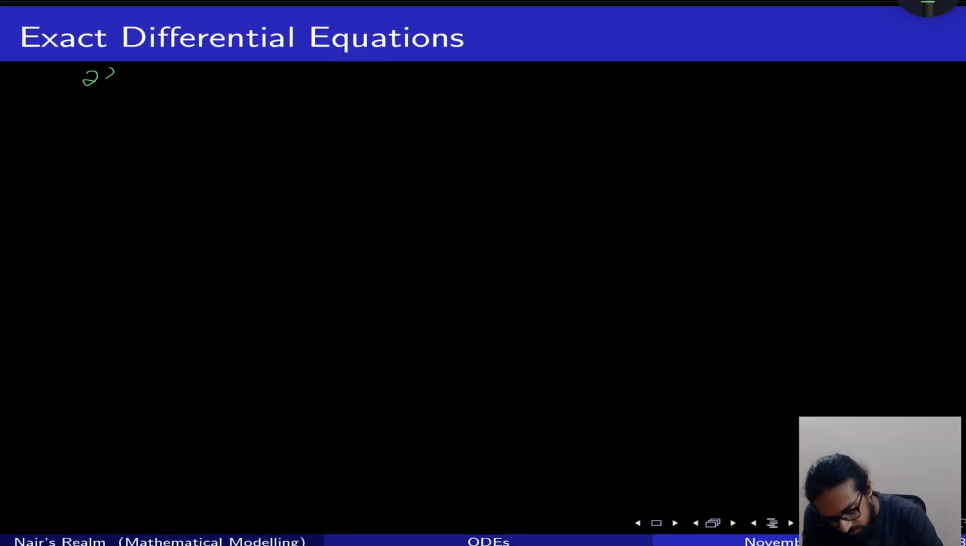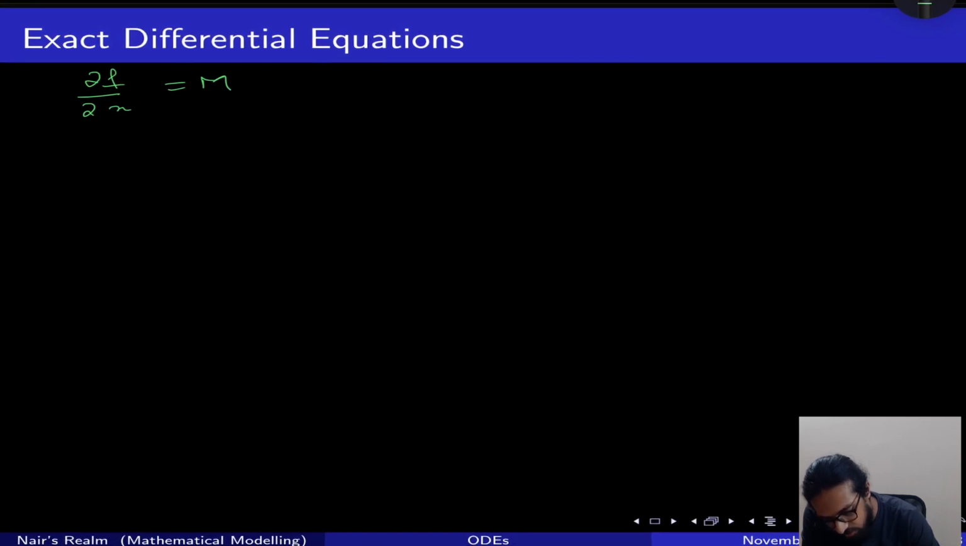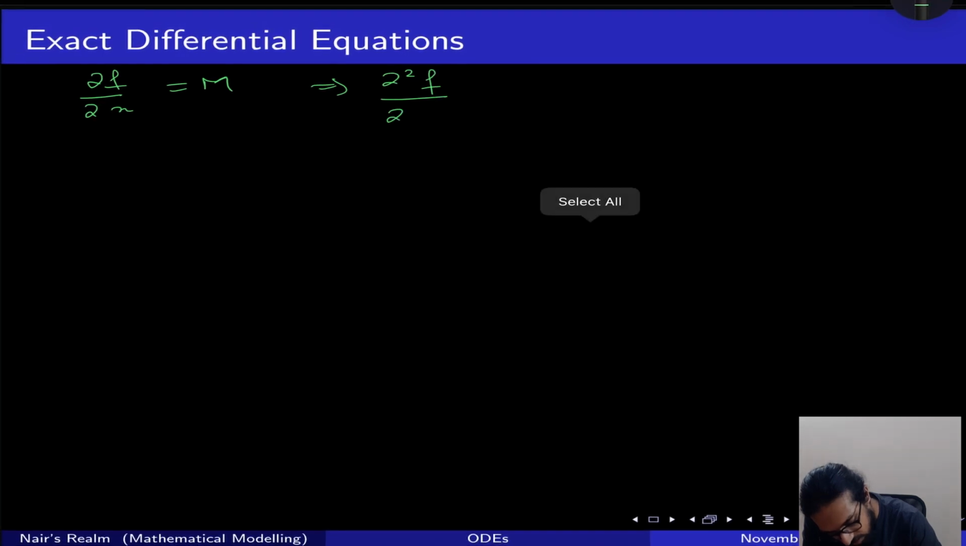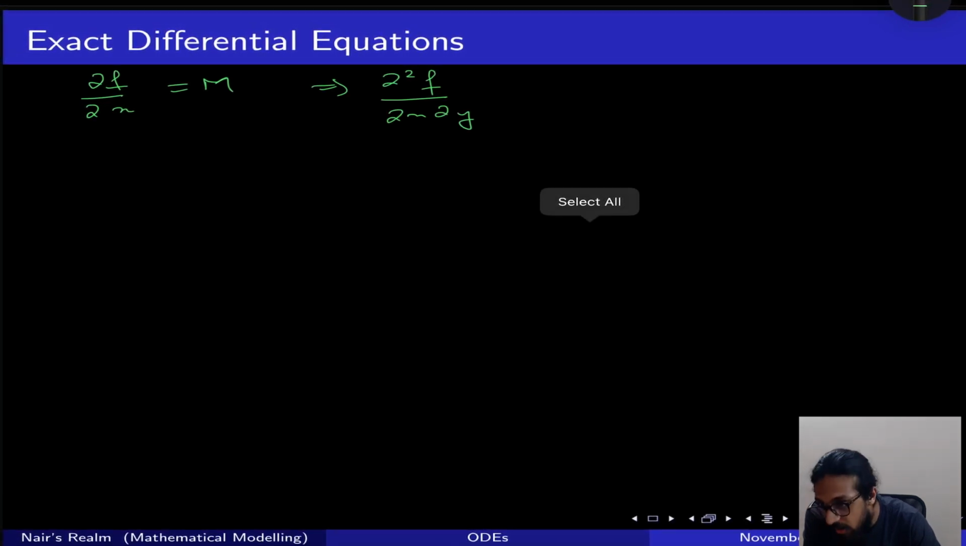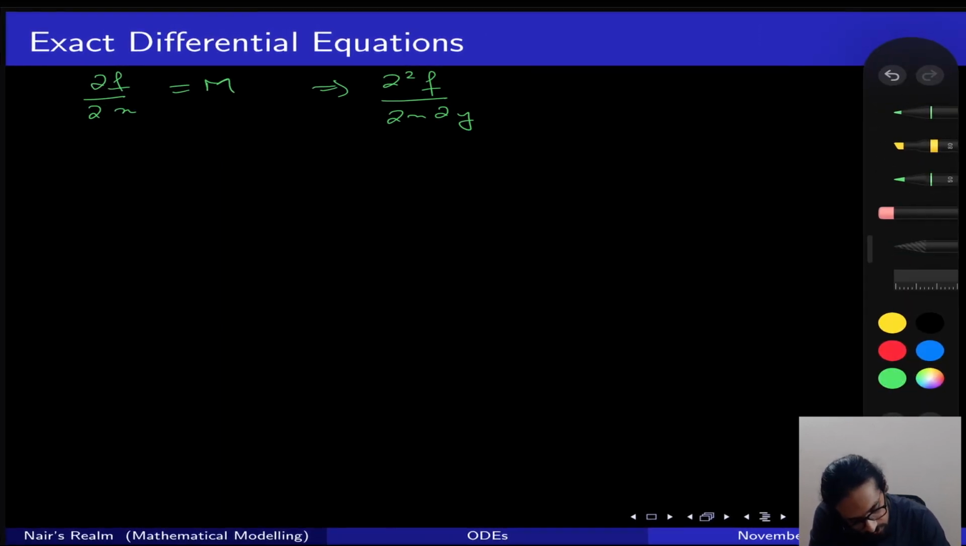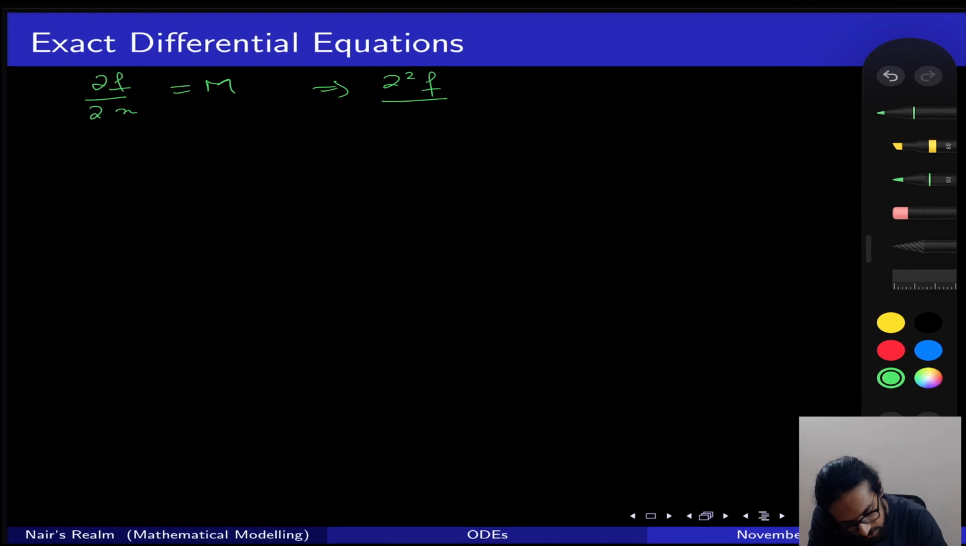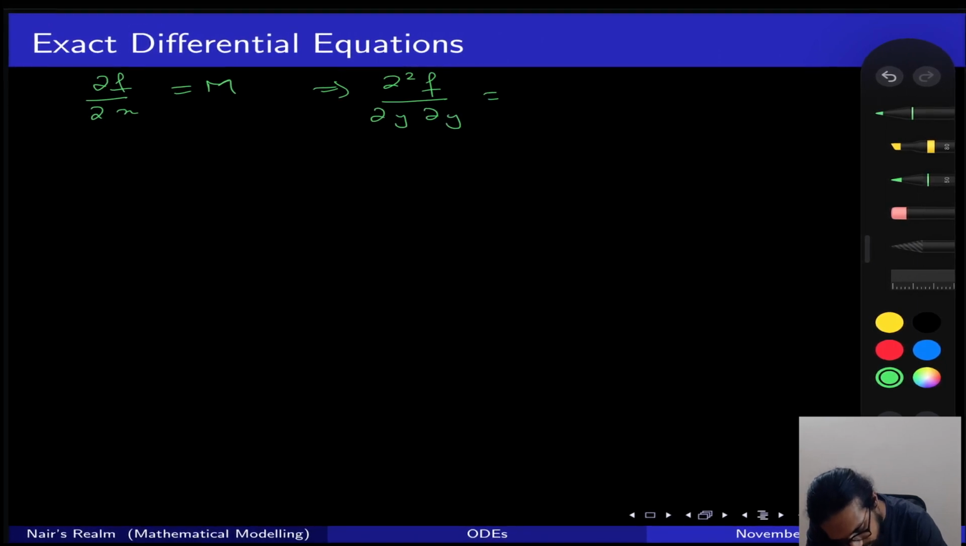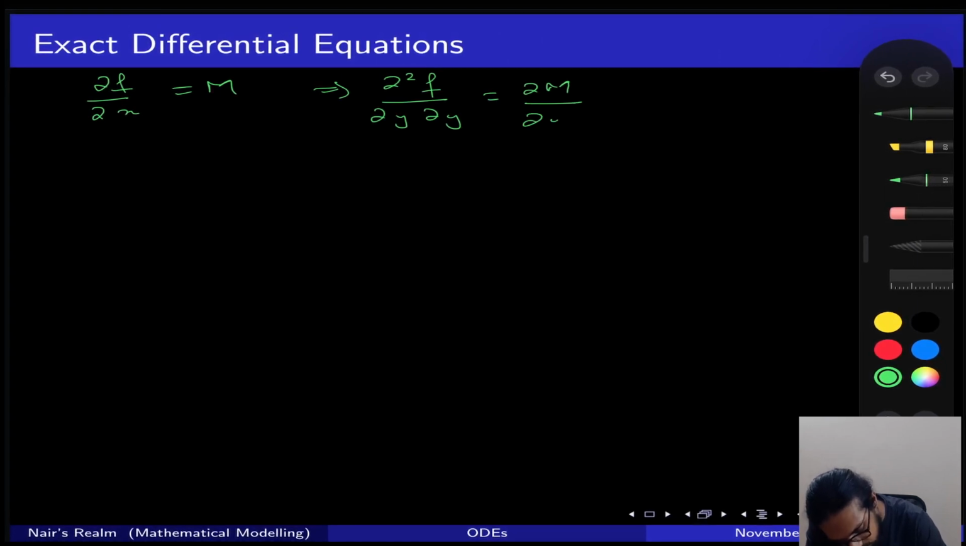So we know that for an exact differential equation, dou f by dou x is equal to m, and this would imply that dou square f by dou y dou x is equal to dou m by dou y. Sorry, I got the order wrong earlier.